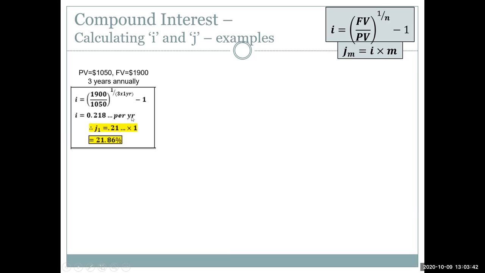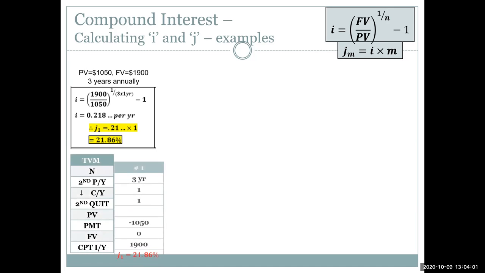the decimals per year. And if I wanted the actual nominal rate, remember, the nominal rate needs the periodic rate times the number of compounding frequencies. So it's just 0.21 times 1, or in percentages, 21.1%. And again, here's the TVM if you're interested in looking at how to do it there.